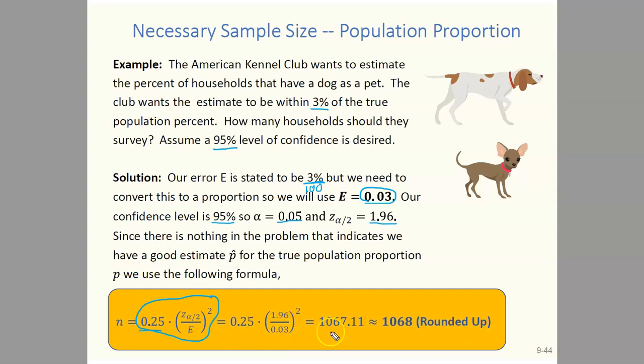And when you evaluate this, you'll get 1067.11, and you should round that up to 1068. So that is the minimal sample size that they should use. Now let's take a look at another problem.